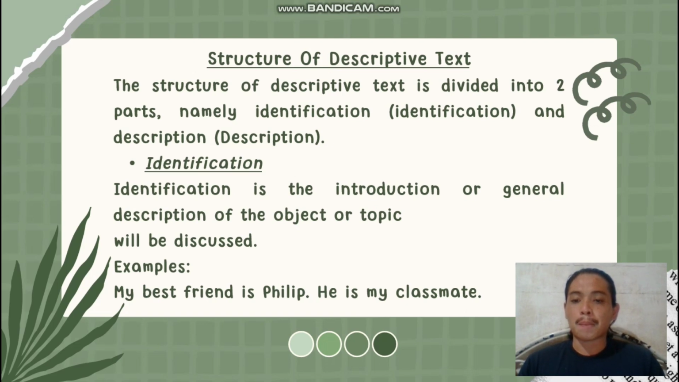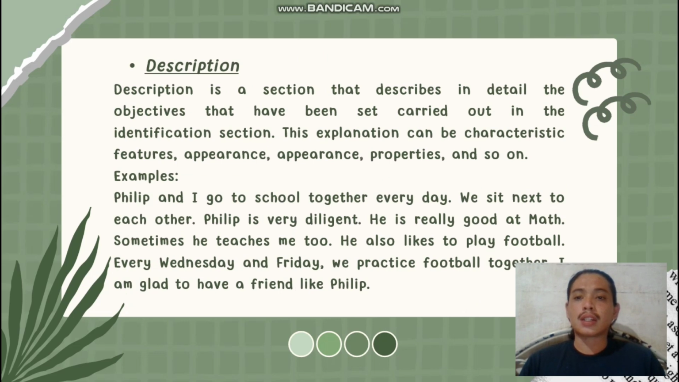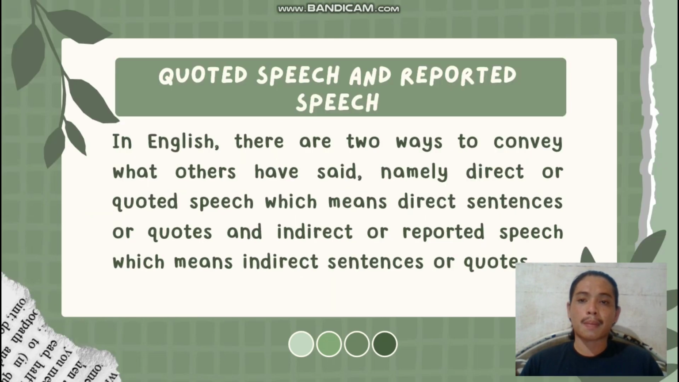Example: My best friend is Philip. He is my classmate. Description. Example: Philip and I go to school together every day. We sit next to each other. Philip is very diligent. He is really good at math. Sometimes he teaches me too. He also likes to play football. Every Wednesday and Friday we practice football together. I am glad to have a friend like Philip.